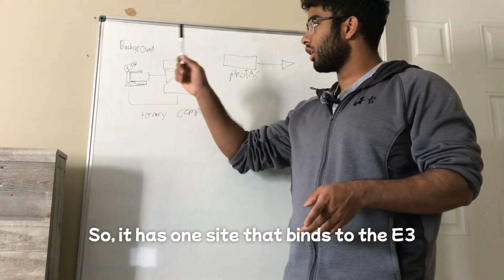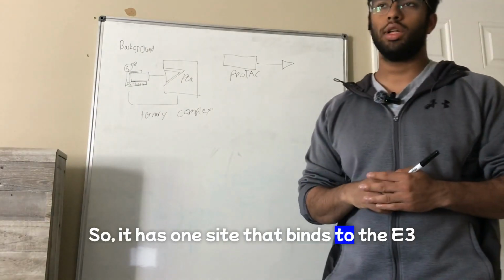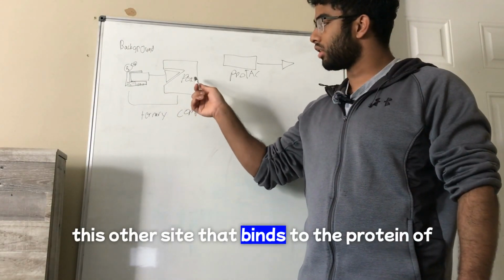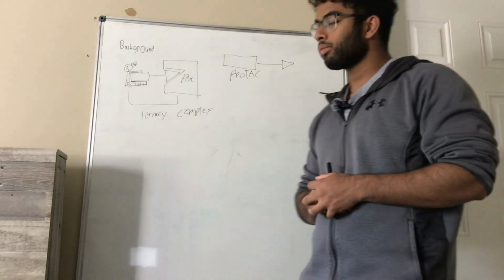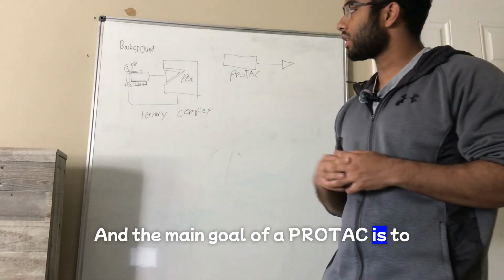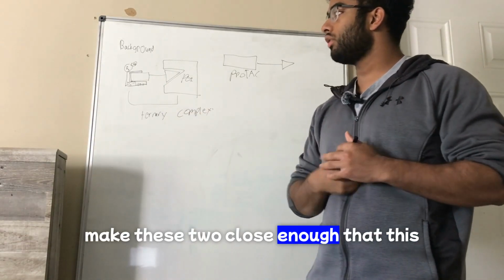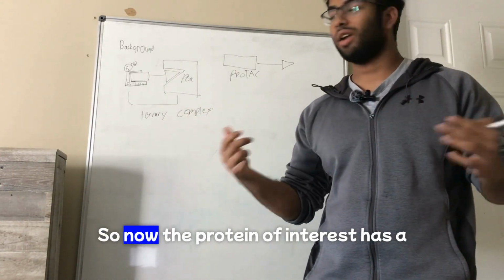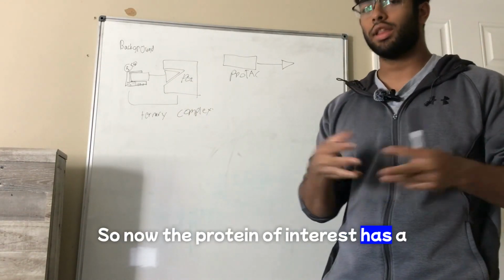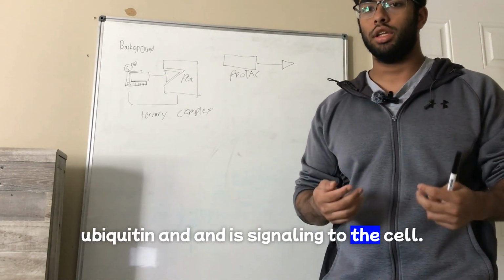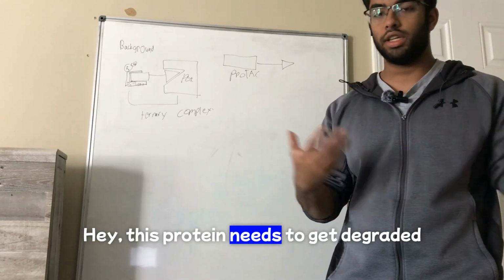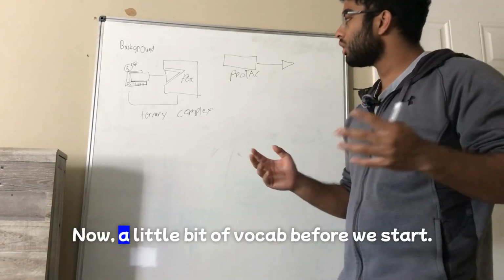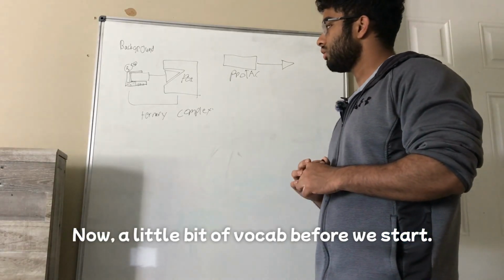So it has one site that binds to the E3 ligase, a linker molecule, and then another site that binds to the protein of interest, right? The main goal of a PROTAC is to make these two close enough so that the ubiquitin can get transferred to the protein of interest. So now the protein of interest has a ubiquitin and is signaling to the cell, hey, this protein needs to get degraded into peptides.